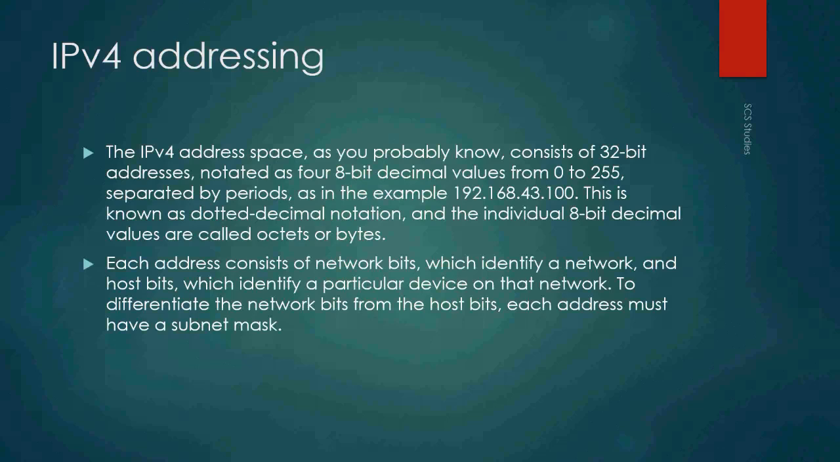So what is IPv4 addressing actually? The IPv4 address space consists of 32-bit addresses, noted as four 8-bit decimal values, each from 0 to 255 in range, separated by periods, as in the example 192.168.43.100. This is known as dotted decimal notation, and the individual 8-bit decimal values are called octets.